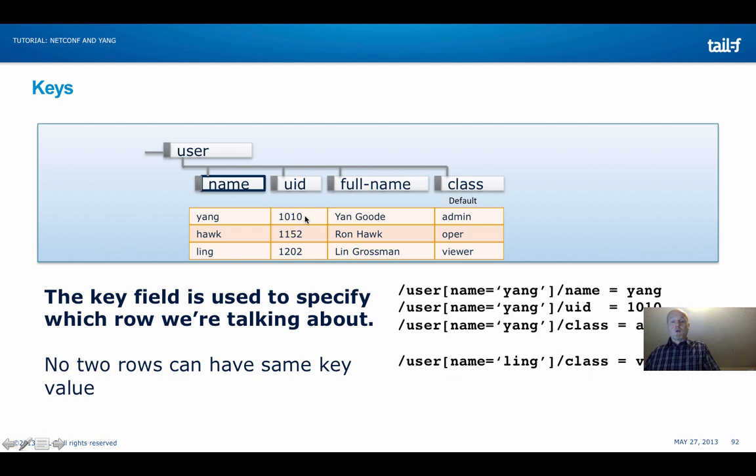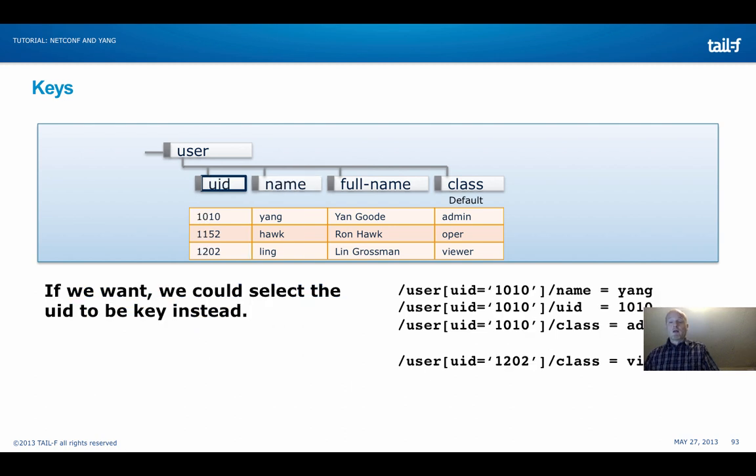And getting the UID, same thing. Getting the class, same thing. So no surprise here. This is the way you reference individual items. And if the Yang data model had said that the UID was the key, it would look like this instead. You would say UID equal, and you get the other elements. So here you see it's very easy to navigate and understand paths in the data model.